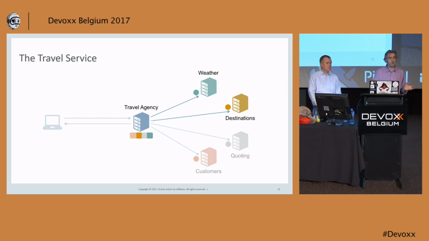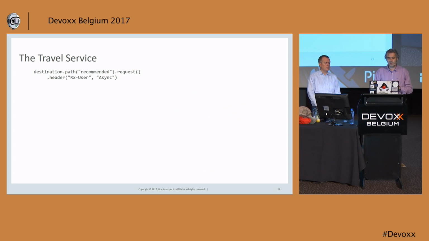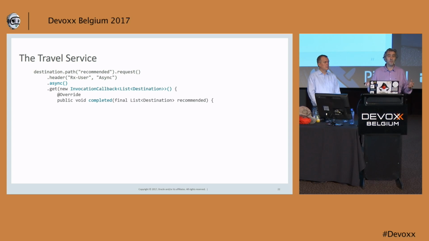So let's try to implement that using the async API of JAX-RS 2. But before we do so, we have to simplify a little bit, and let's pretend that we just have 2 services instead of 4. So using the JAX-RS 2 API, it would be something like this. We first do a request to the destination services, so to get some recommendation. It's an async request. So that means that we have to pass it an invocation callback. My invocation callback needs to have 2 callbacks. Completed will deal with the result.